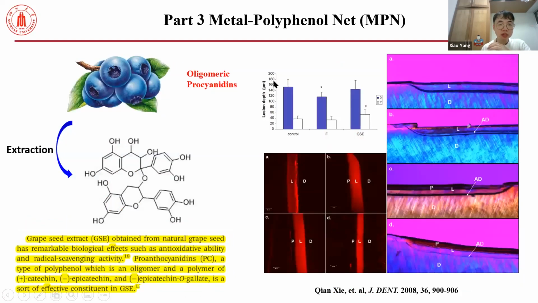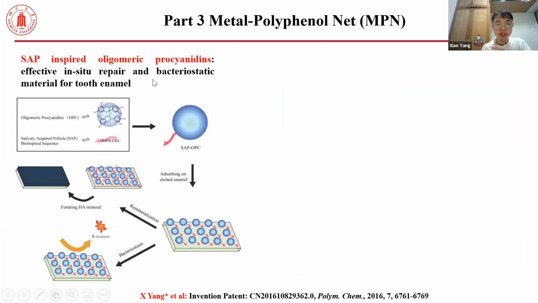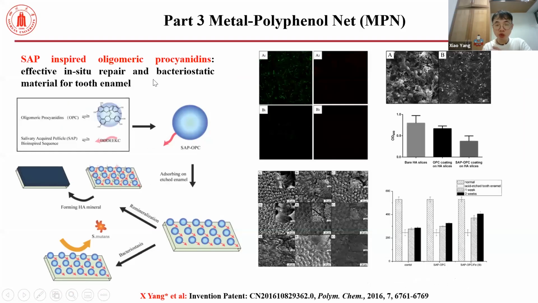And the organic pyramidal is also a kind of polyphenol, and in some papers we can see it has properties to repair the tooth. So we use DDEEK to modify these polyphenols, and it not only can repair our tooth surface, but it can also help to kill the oral bacteria in our mouths. So we think it may have very good applications.